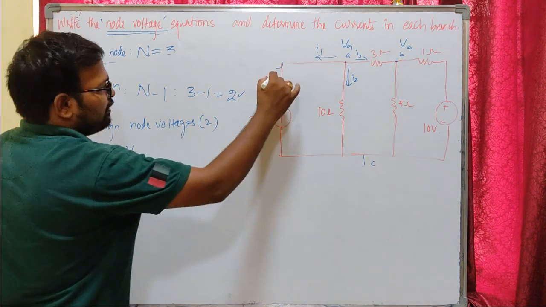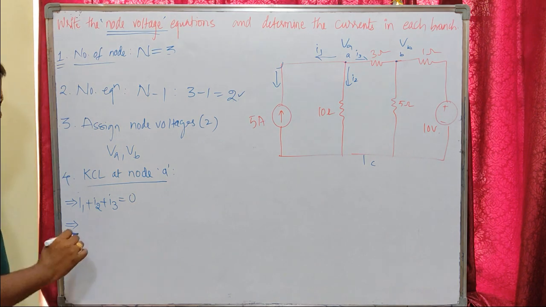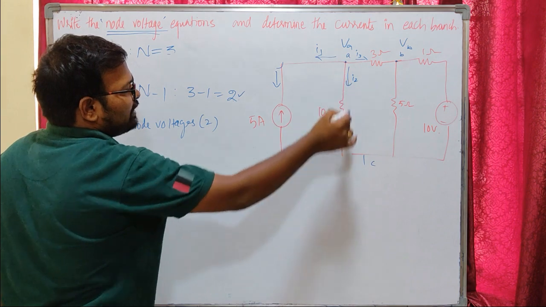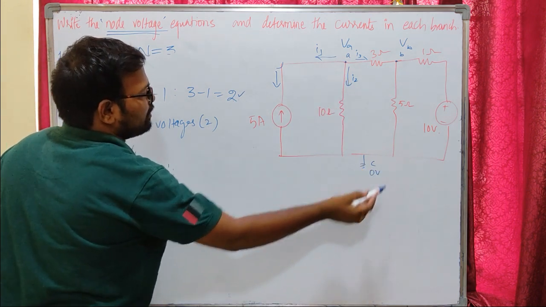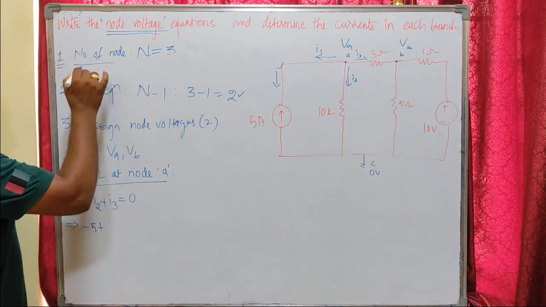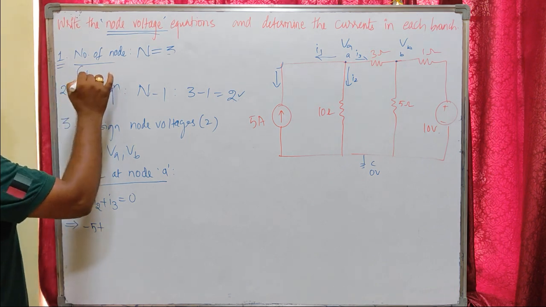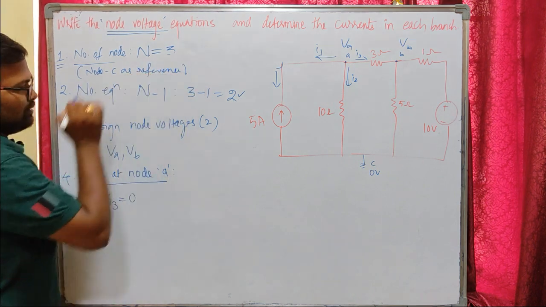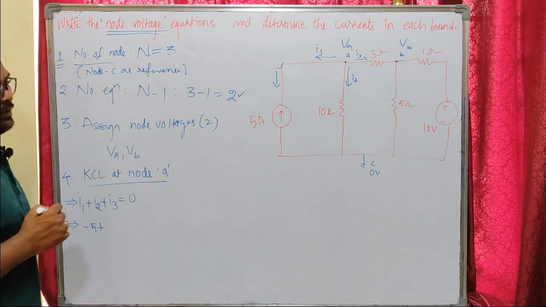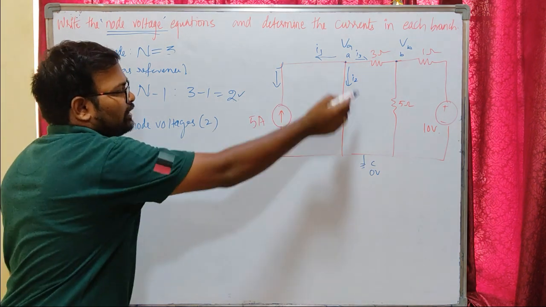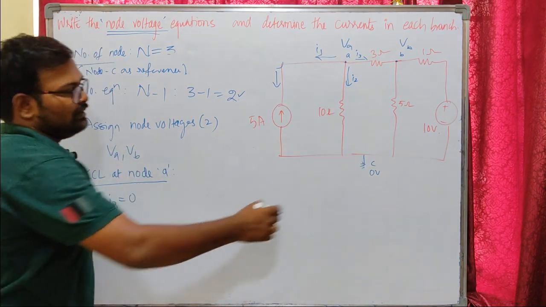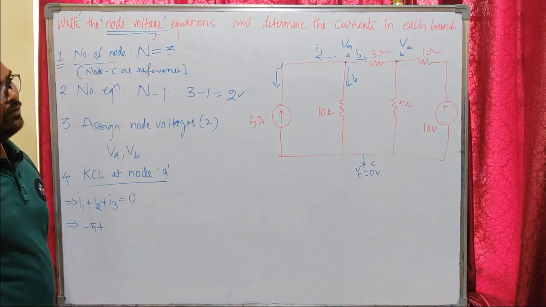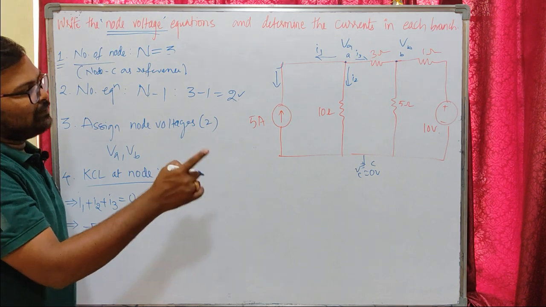Here I1 is flowing opposite to our 5 amps current, so that will be minus 5 amperes. Plus I2 is flowing from VA to here, this is our 0 potential. We need to assume node C as reference, so that will have 0 voltage potential. I2 is flowing from VA to VC. VC is nothing but 0 volts. The voltage at the reference node is 0 volts, that is ground potential. So I2 will be VA minus VC by 10 ohms.